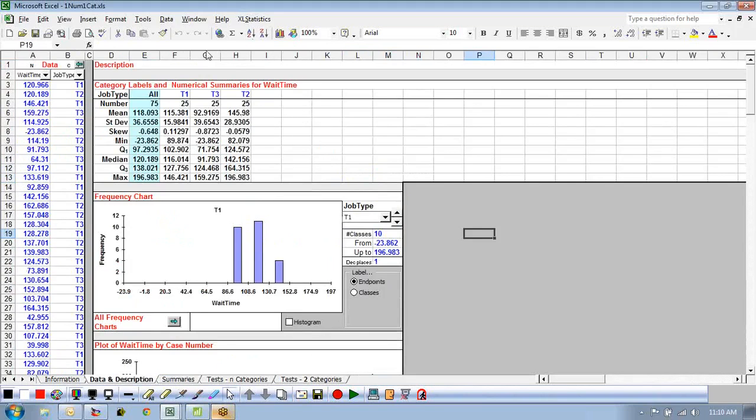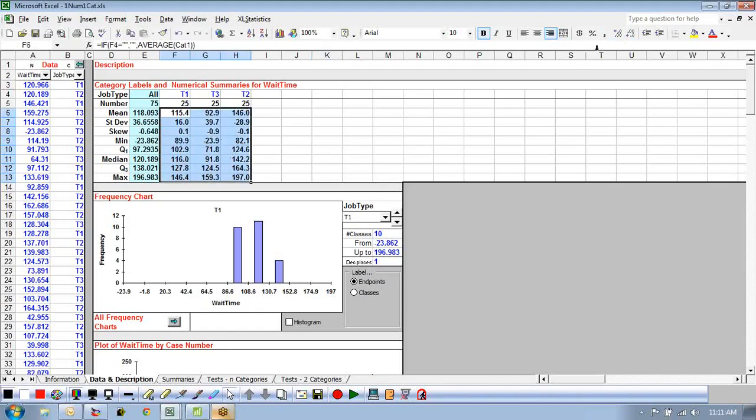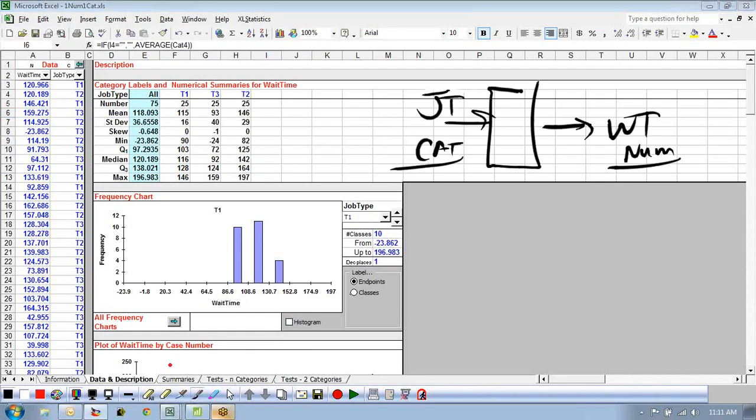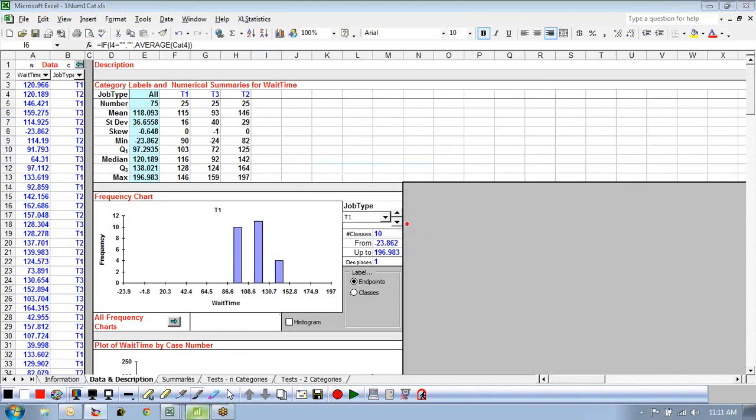Let's go up to the data, and if we look at the means, we could look at it as follows. This is actually a pretty simple model. If I were doing this, I might build a model that said my wait time is equal to 115 if I submit job type T1. I'm just going to put a multiplier by T1 right there, and you'll see what happens in just a second. Or I wait on average 93 minutes if I submit a job type 2, or I'd wait 146 minutes if I submit a job type 3.